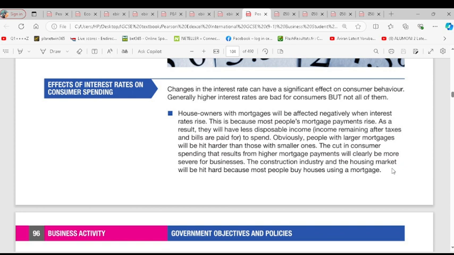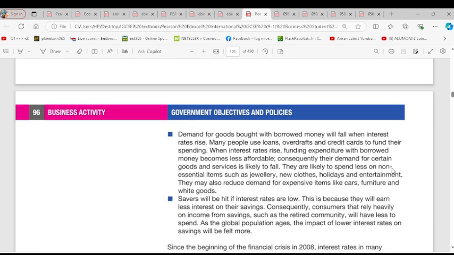Those that borrow money. What do you mean? Mortgage. What is mortgage? It is when you take a loan on a building. So when you borrow, it becomes expensive for you to borrow to buy buildings. You will not be happy. Do you get it? Yes. Demand for goods bought with borrowed money will fall. People will not be able to borrow money to buy goods. So as a result, the demand for goods that are produced with borrowed money would fall.